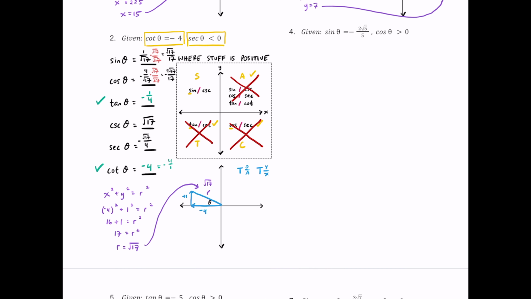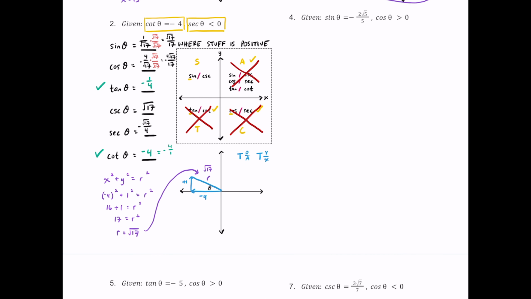Let's check out number 4. For number 4, we're given that sine of theta is equal to negative 2 root 5 over 5, and that cosine of theta is greater than 0, or positive. So this sine of theta is this negative 2 root 5 over 5. I'm going to write that in as our ratio that we're given: negative 2 root 5 over 5.